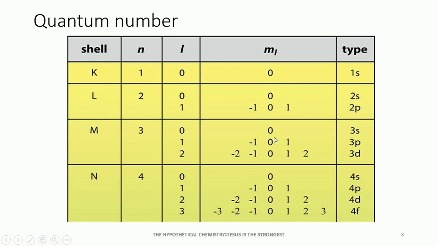Now when you come to the third shell, you count 1, 2, 3, 4, 5, 6, 7, 8, 9, telling us that we have 9 orbitals within the third shell. So we have the s orbital there, then we have the p orbital, which is degenerate.